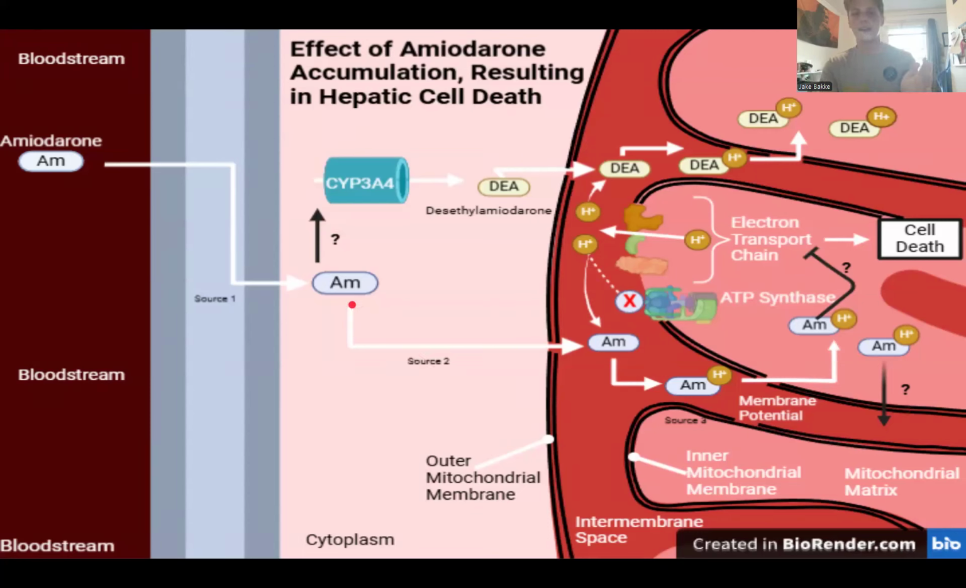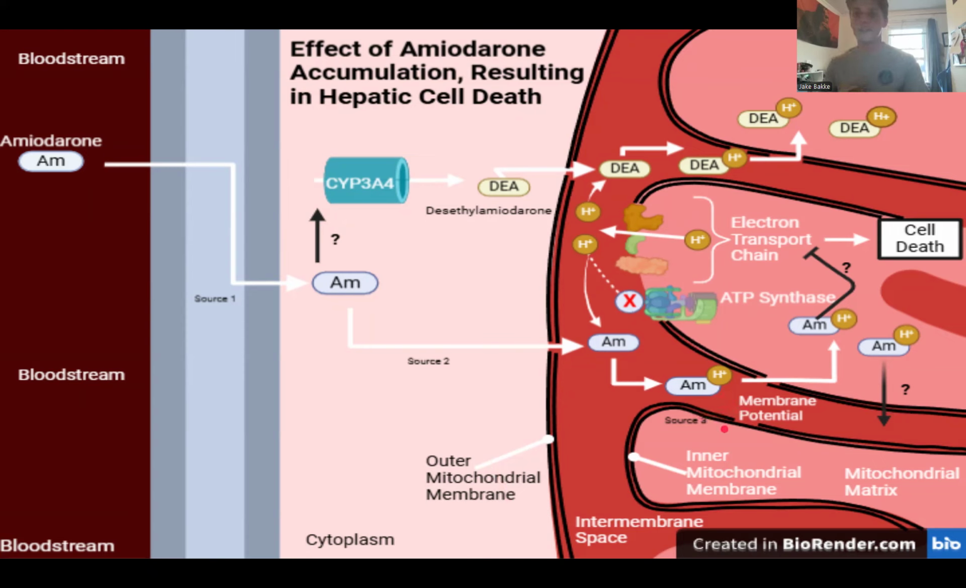Going off of that, amiodarone can then passively go into the mitochondria, passing the outer mitochondrial membrane into the inner membrane space. From here, it binds really strongly to protons, which is shown here. And once they're bound, it's pretty much permanently bound. There's nothing in your body that can really pull them apart. So once they're bound, they're bound forever.